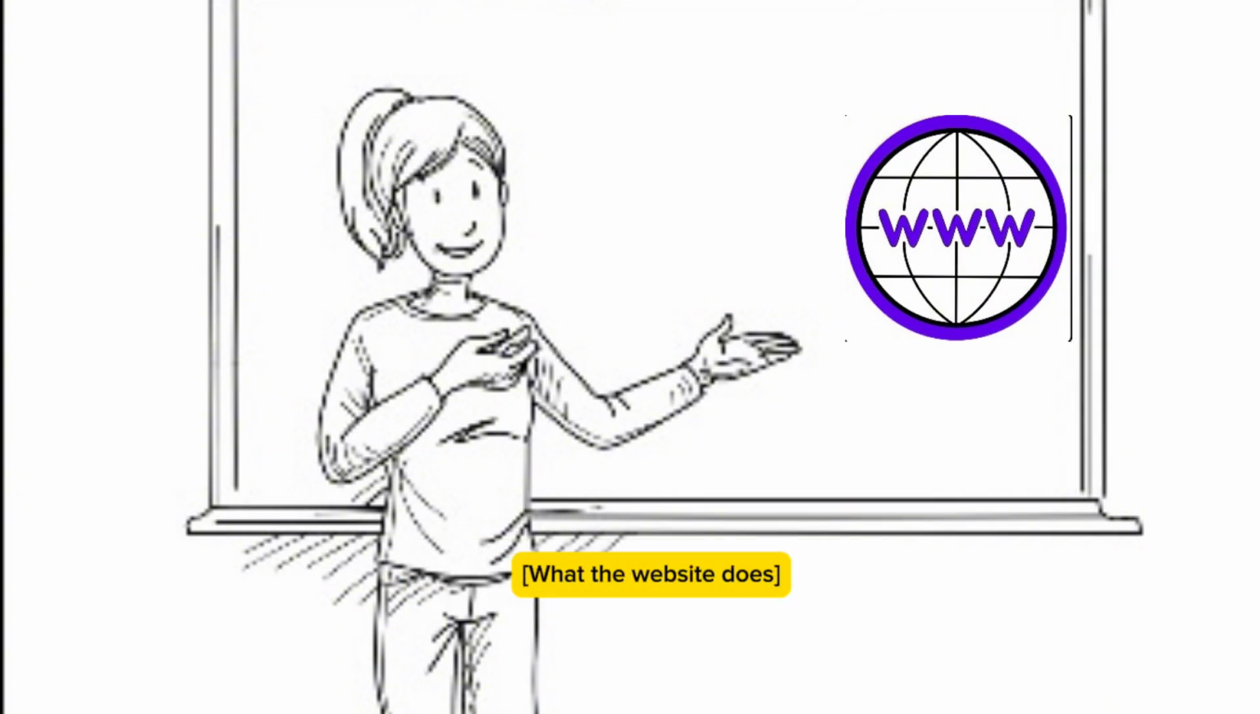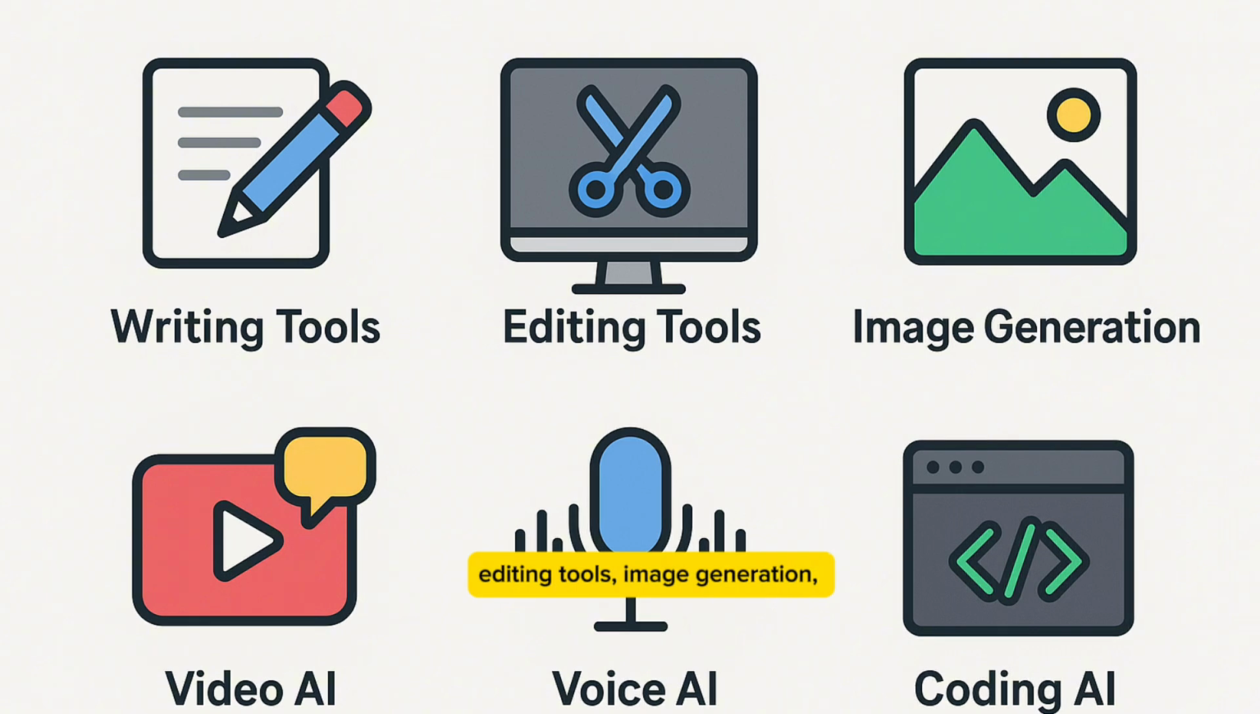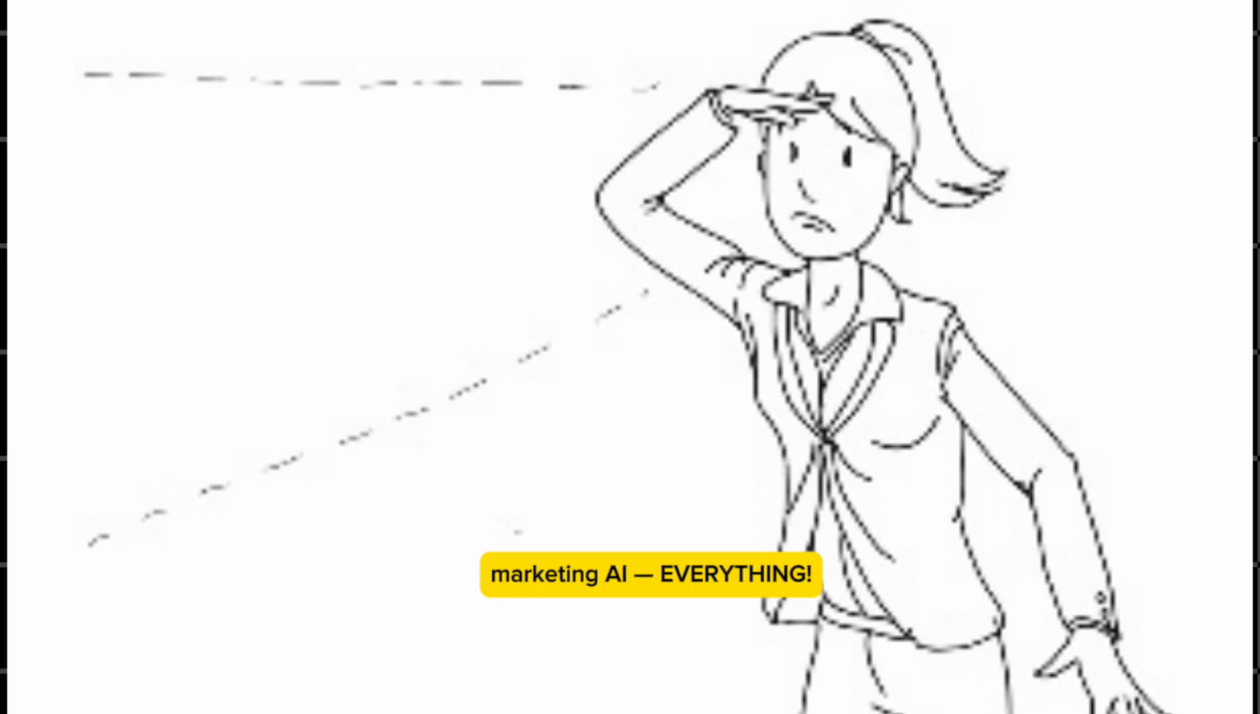What the website does. Instead of searching for different AI apps everywhere, this website puts all AI tools in one place: writing tools, editing tools, image generation, video AI, voice AI, coding AI, marketing AI, everything.